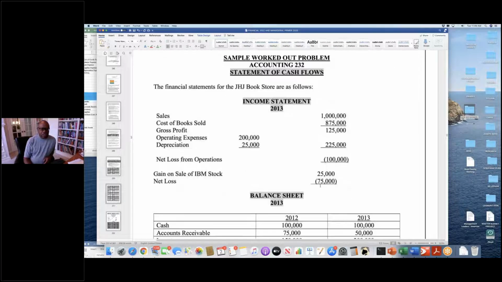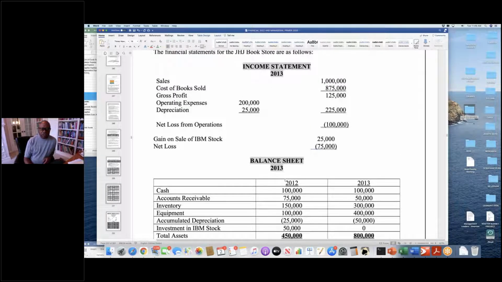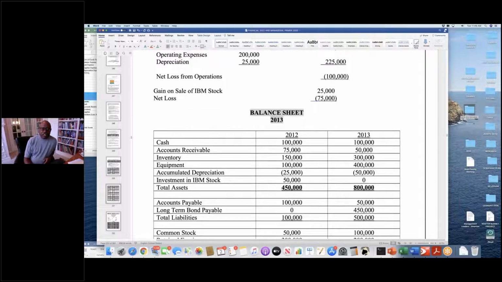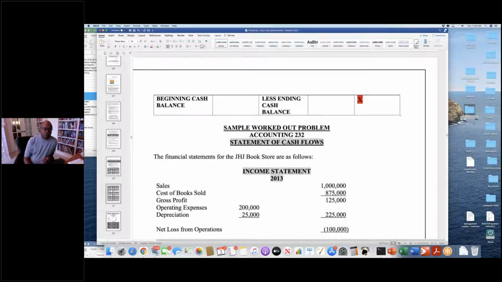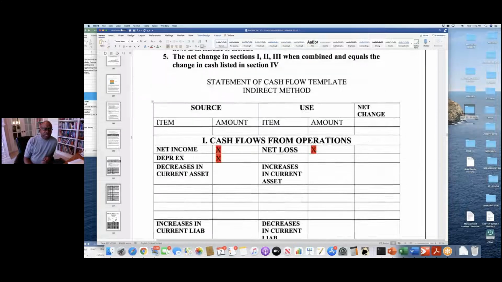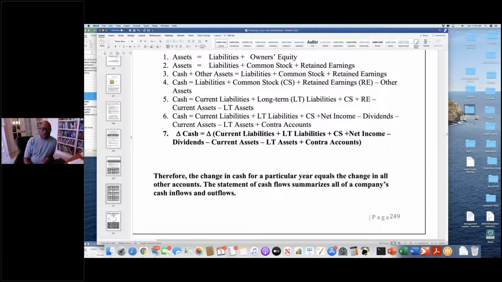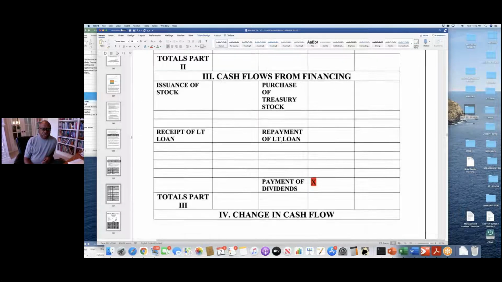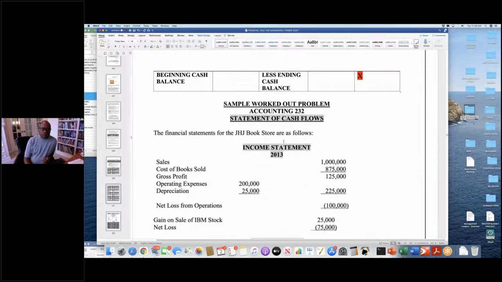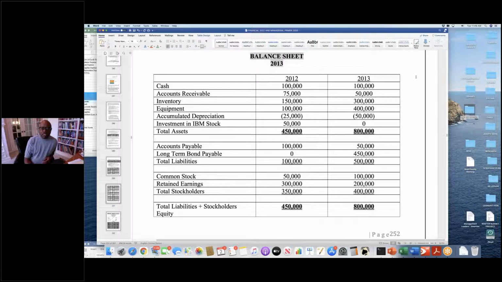When we get ready to prepare a statement of cash flow, remember it was the change in cash. So we look at the changes between years. Rather than looking at each item, remember we have this formula up here which says that we can get the change in cash by looking at the change in every other asset. So that's a good point. A change is simply going to be, you go to the balance sheet and look at the differences.